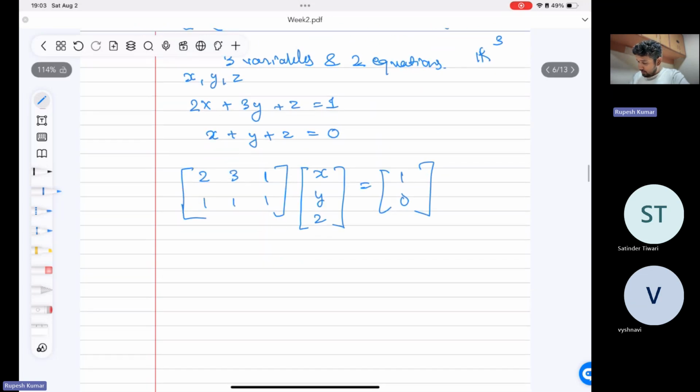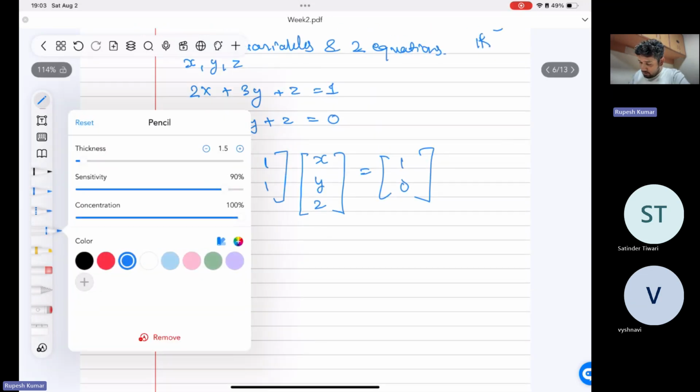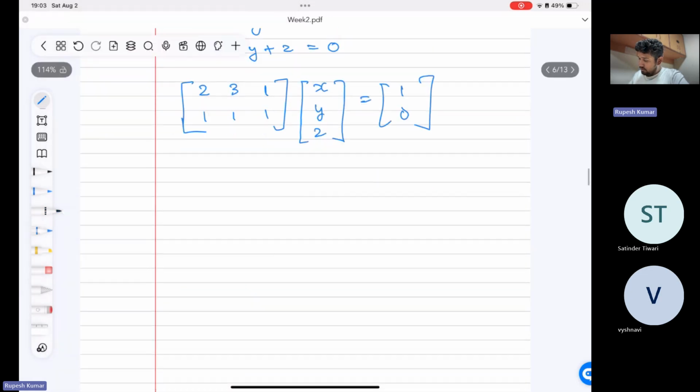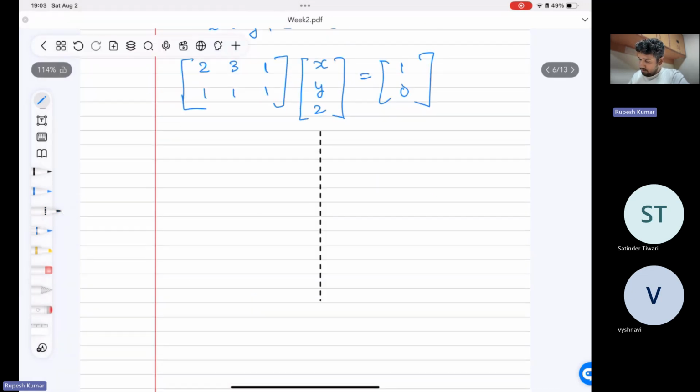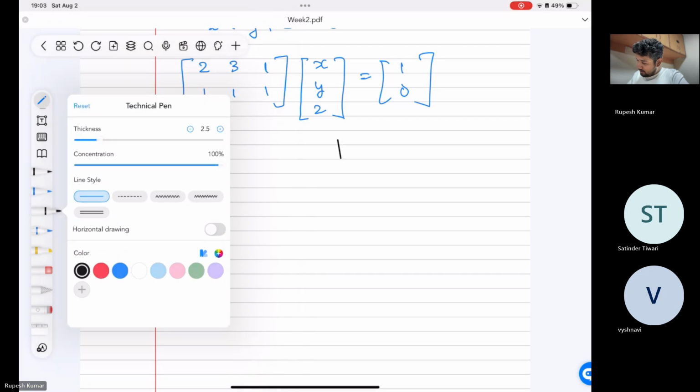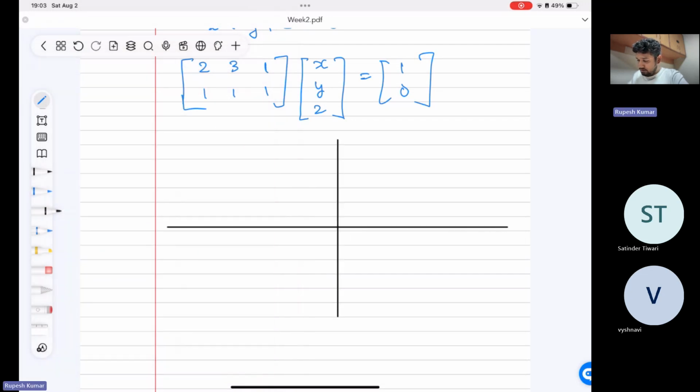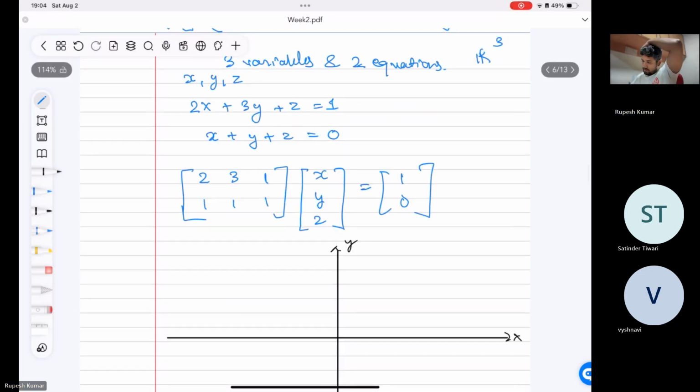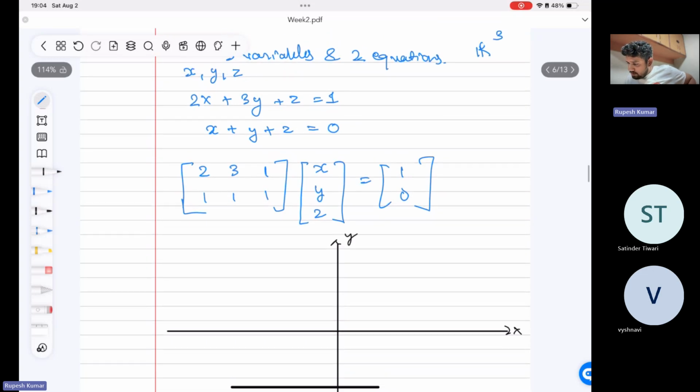How will you do this? In the 3D space, you simply plot the coordinate axes. Let's say we have this y-axis and this x-axis, so this is x, and this is y. The equation says x plus y plus z equals 0, so this is a plane that passes through the origin. How can you write this? x equals minus y minus z, so y equals minus z when x is 0.